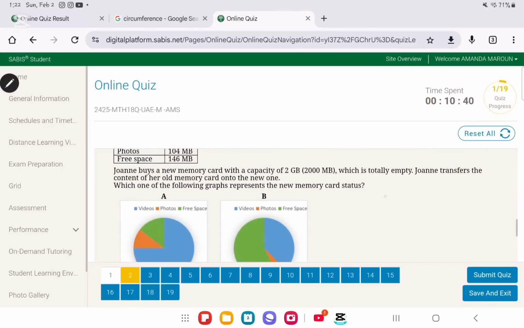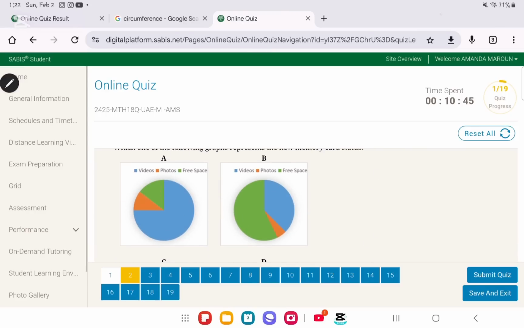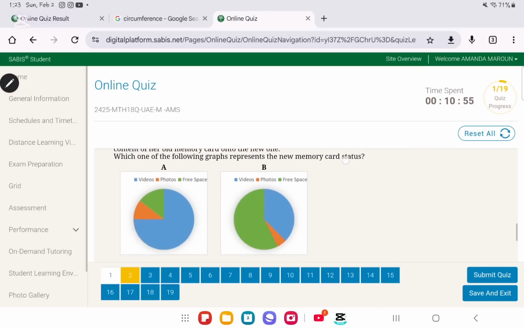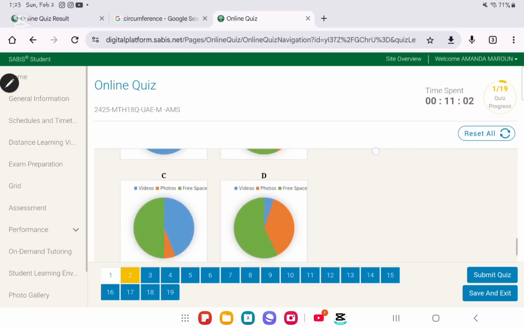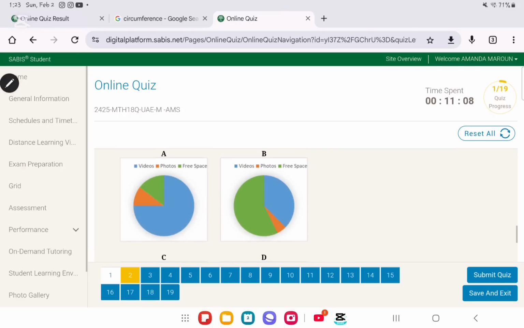Okay, now as you can see, in A, the videos is taking up most of the portion, which is incorrect because we said the videos plus photos takes up only 42.7%. In the second one, it is a possibility because as you can see, the videos and photos take up 42.7%. Same for D, but C, it takes exactly 50% and we're not gonna take it. So the 2 possible answers could be either B or D.